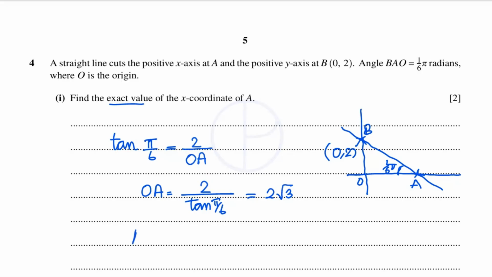So what is the x coordinate of A, which is 2 square root of 3, and y value is 0. So this is the coordinates of A.